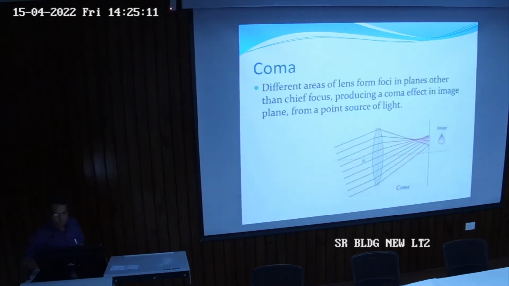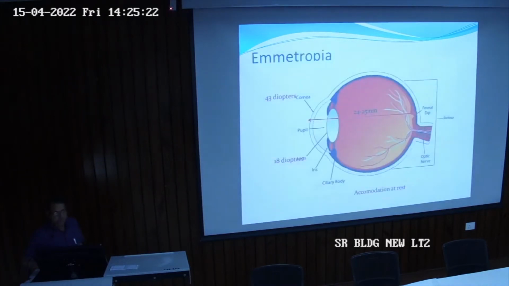Coma is when different areas of the lens form foci in planes other than the chief focus, producing a coma effect in the image plane from a point source of light. So these are the different aberrations which can blur your image.